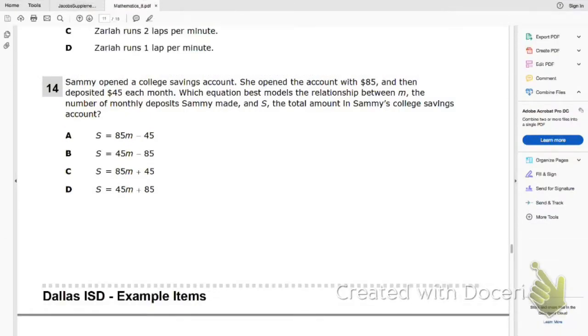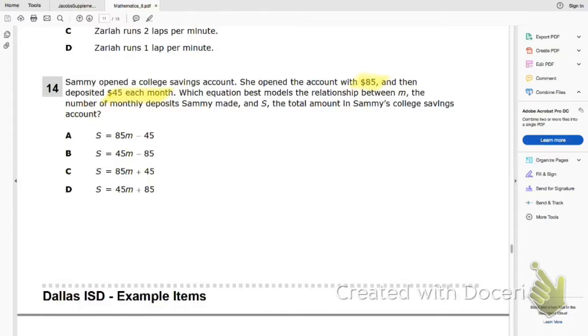This is the actual question 14 on the ACP. The other one I presented to you was incorrect, but just look at it as a bonus question. So question 14: Sammy opened a college savings account. She opened the account with $85 and then deposited $45 each month.